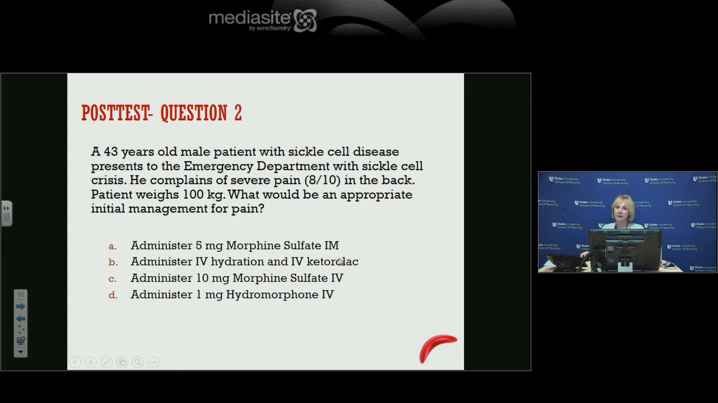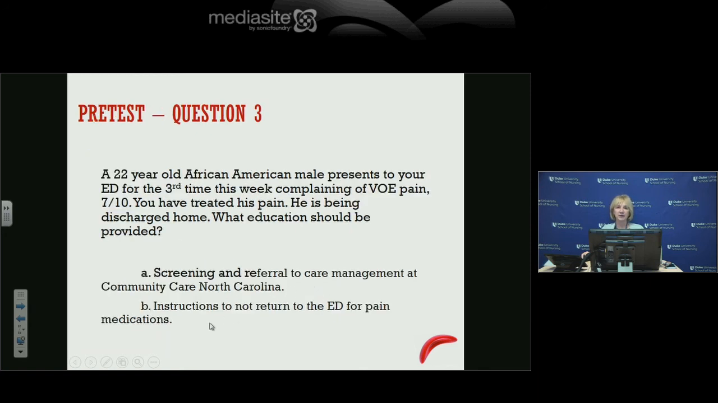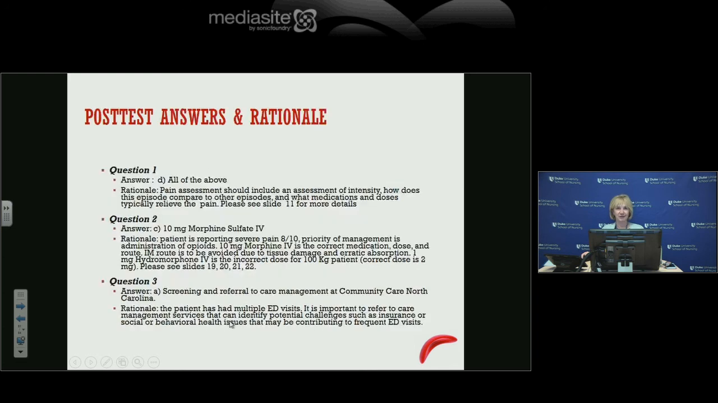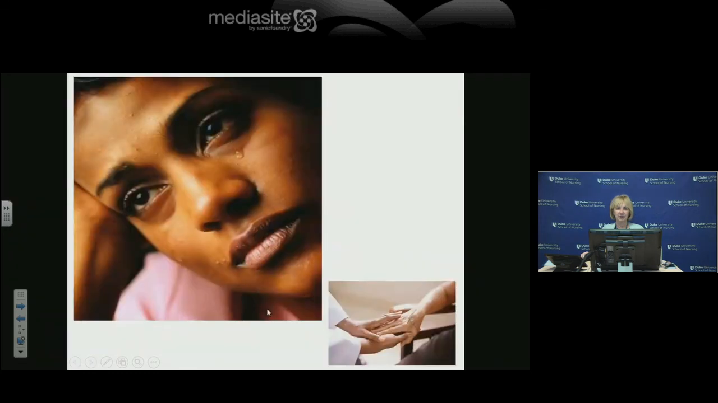intramuscular. Patients need an opioid, and 1 milligram of Dilaudid would not be the right dose for this patient, but 10 milligrams is a weight-based dose for this patient. And finally, the last patient here should obviously be screened and referred to Community Care of North Carolina. They should not be told not to go back to the emergency department. And these are the rationale for the answers.